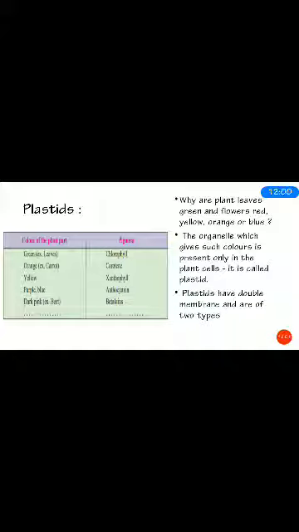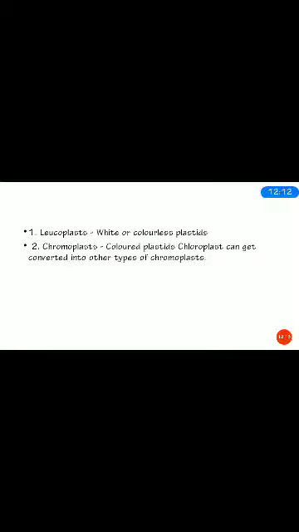So why are plants' leaves green and flowers red, yellow, orange or blue? It is because the organ which gives such color is present only in plant cells. It is called plastids. Plastids are only found in plant cells. And plastids have double membrane and are of two types. Alright. हमेशा याद रखना, mitochondria double layer, plastids double layer, everything else is single layer, single membrane I mean.